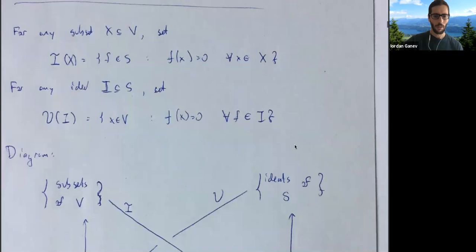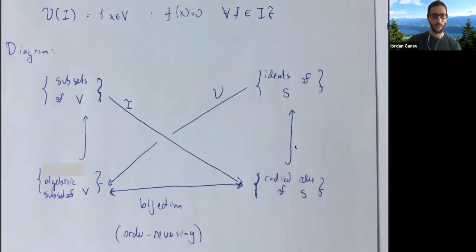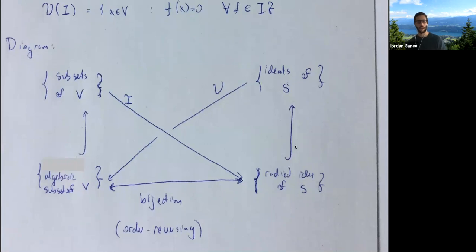And so the fundamental diagram we have in terms of the Zariski topology on this vector space V is the following. I explained how if we have a subset, then we get an ideal. It turns out that ideal will be radical, which is an easy exercise in algebraic geometry. And if we have an ideal, we get a subset of V, and by definition, it'll be an algebraic subset. So the upshot is we get an order reversing bijection between algebraic subsets of V and radical ideals of S. That should say ideals.